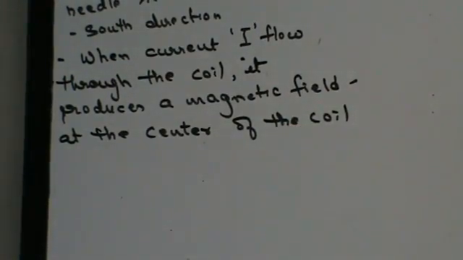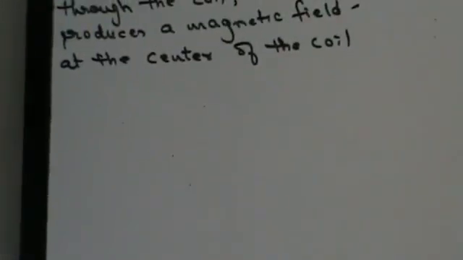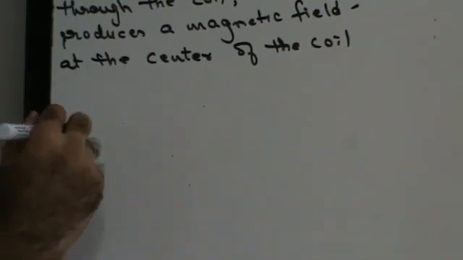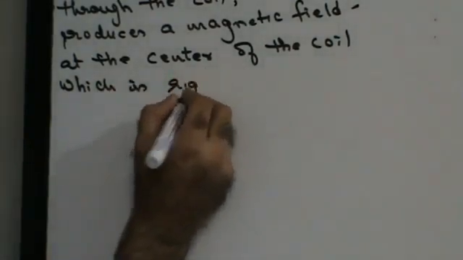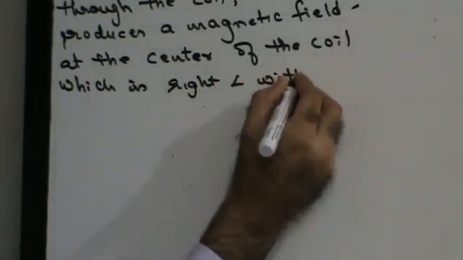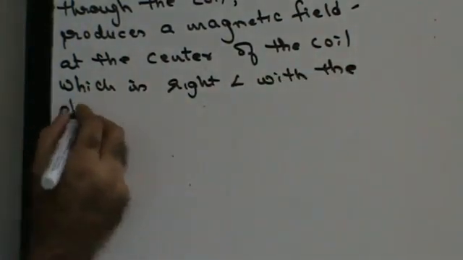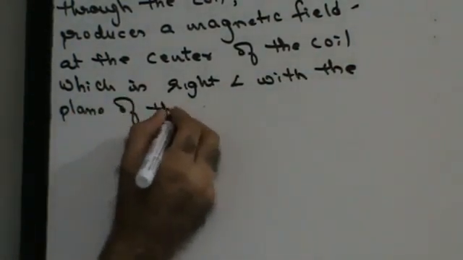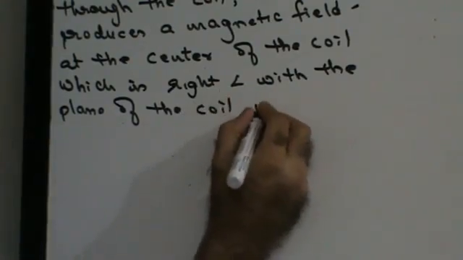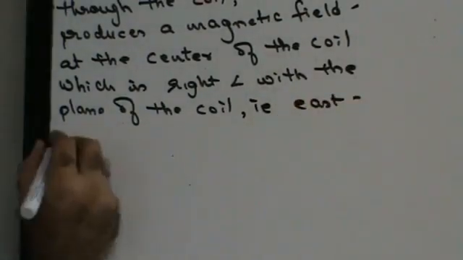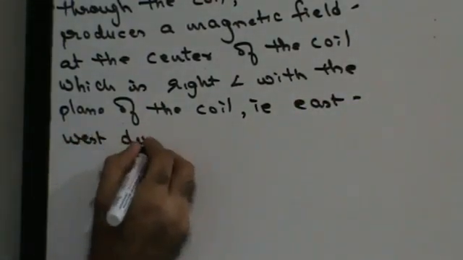Now this magnetic field that it will produce at the center of the coil is going to be at right angles with the plane of the coil, right? That means it will be in the east-west direction.